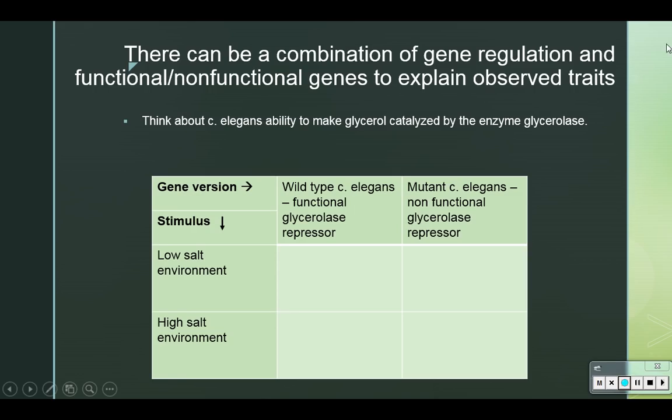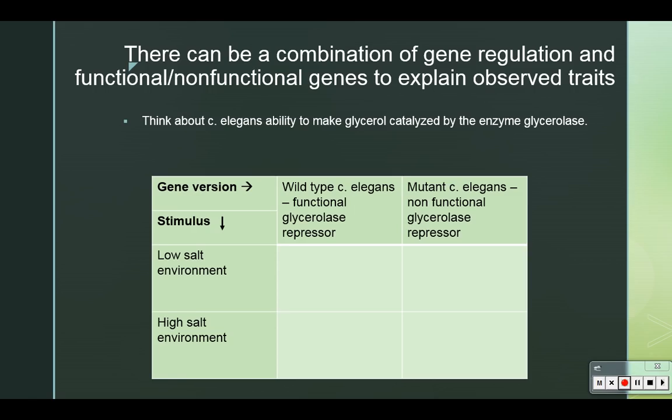There's also a mutant C. elegans. We were going to look at the mutant C. elegans this unit, but we just didn't have time. And that mutant C. elegans has a non-functional glycerolase repressor, meaning it never has its glycerolase gene repressed. It's always turned on. It's always activated. It's always making glycerolase, which sounds like a good deal, but when you don't need it, it actually is a waste of energy. You need ATP to run most chemical reactions, and so you're wasting ATP when you don't need to.